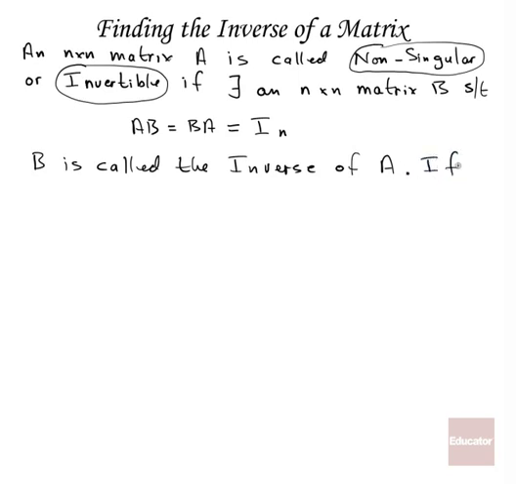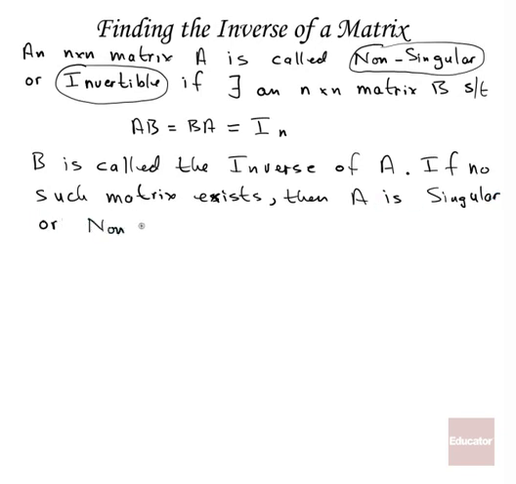And as we just said, if no such matrix exists, then A is singular or non-invertible. I think some of the confusion comes from the fact that sometimes we use non-singular and invertible, and singular and non-invertible.